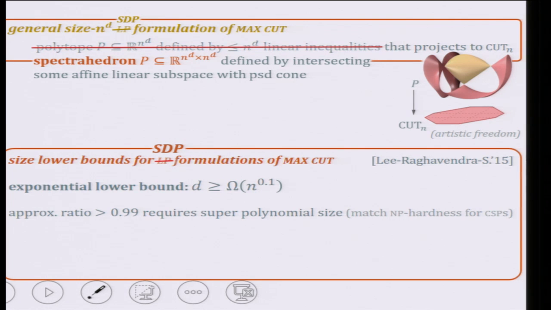Yes, with current techniques. I mean, somebody else could prove it in some completely different way that it wouldn't match. You mean you could prove NP hardness in a different way? Yes, that's true, because we don't have optimal NP. That's right. Yeah. What I mean is you can match the current NP hardness results for CSPs.